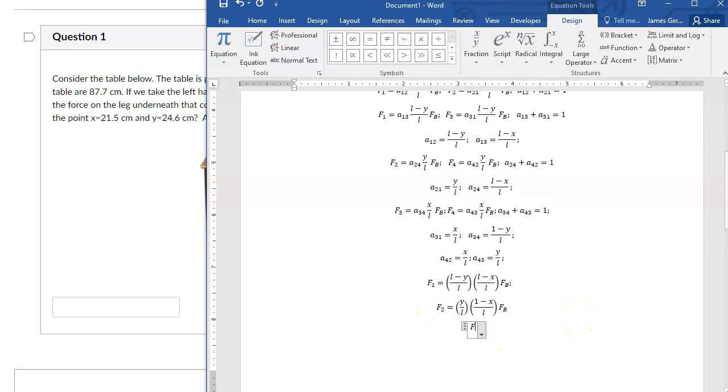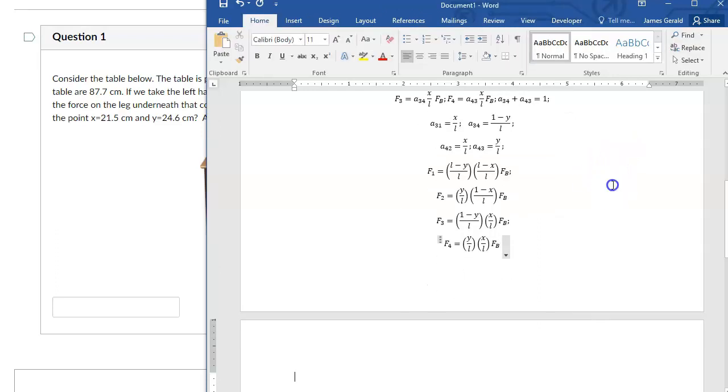And F3, pardon me, let's do these in order. F3, our coefficients for 3 are, we'll do Y first again, 1 minus Y over L, and then X over L, FB. And then our coefficients for 4, we're going to get Y over L, X over L, FB. Okay, this is the solution we get to.